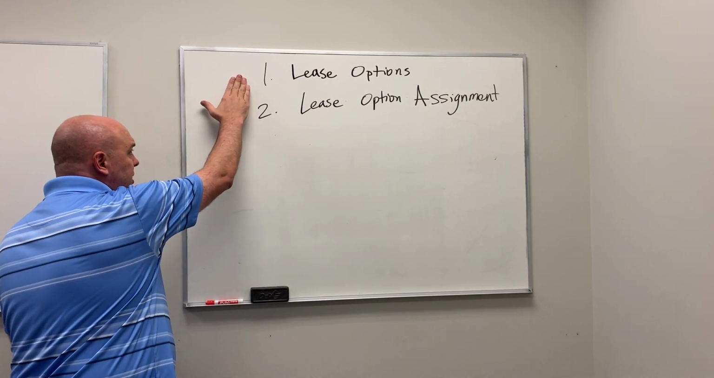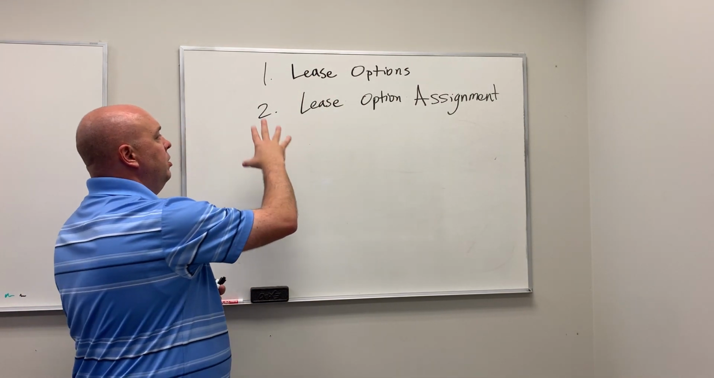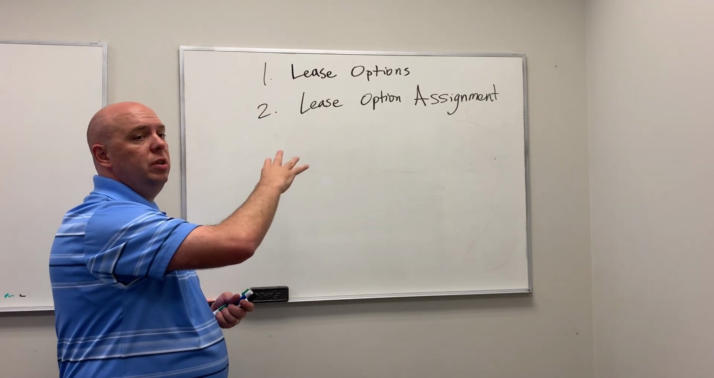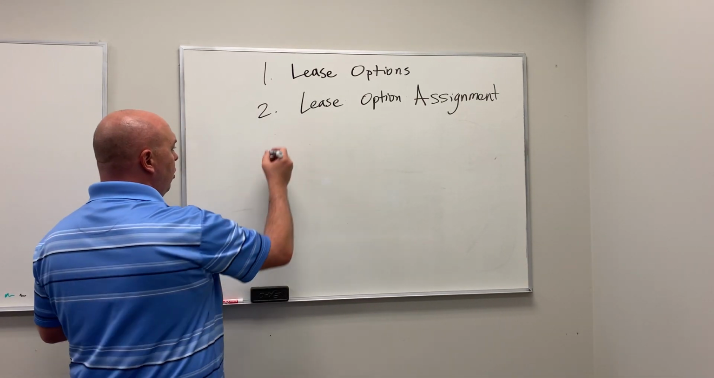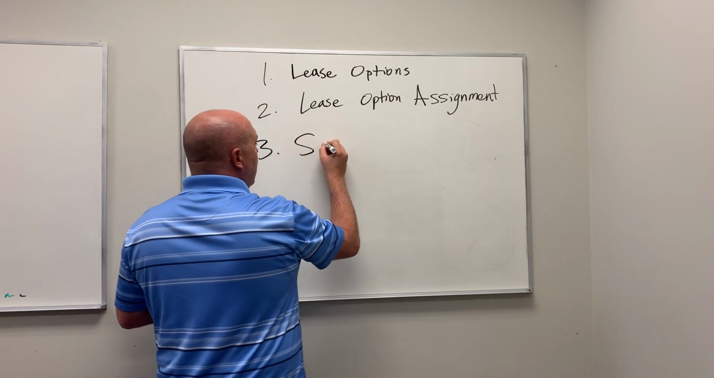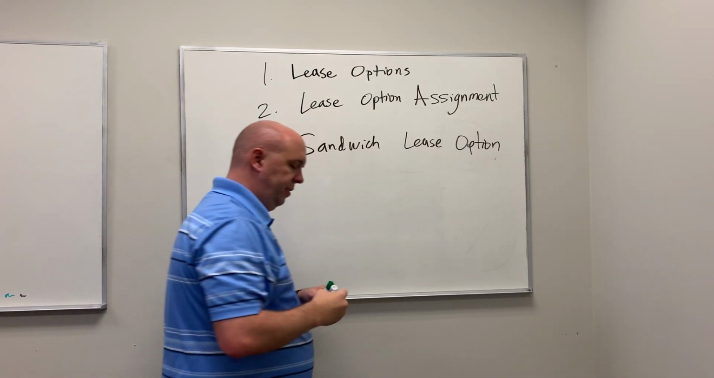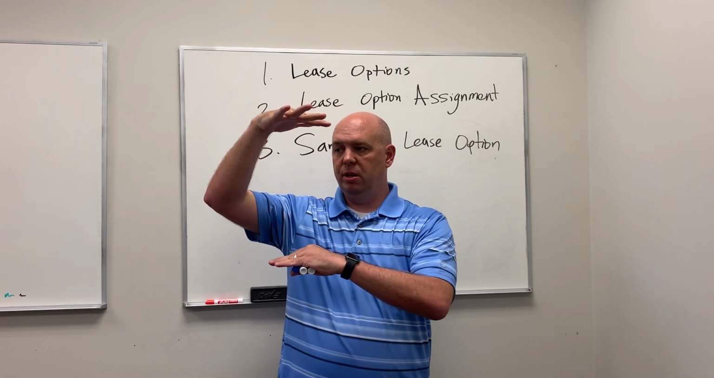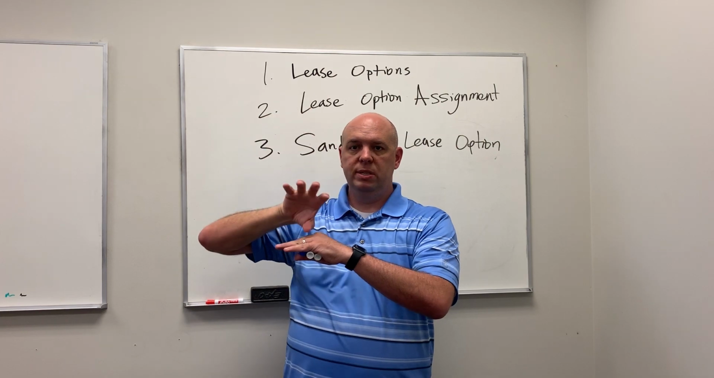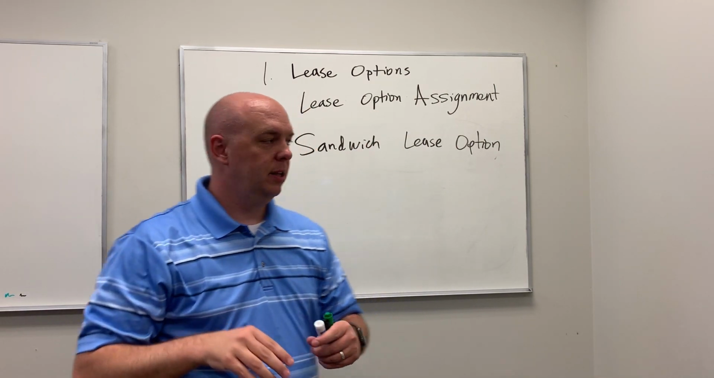So we have our typical lease option, where it's just between you and the owner. Then you have your lease option assignment between you, the owner, and the tenant buyer. And then we also have something that's called a sandwich lease option. So if you think about a sandwich, you have a slice of bread on top and a slice of bread on the bottom, right? What's in the middle typically? It's all the meat, right? That's where all the money's made.